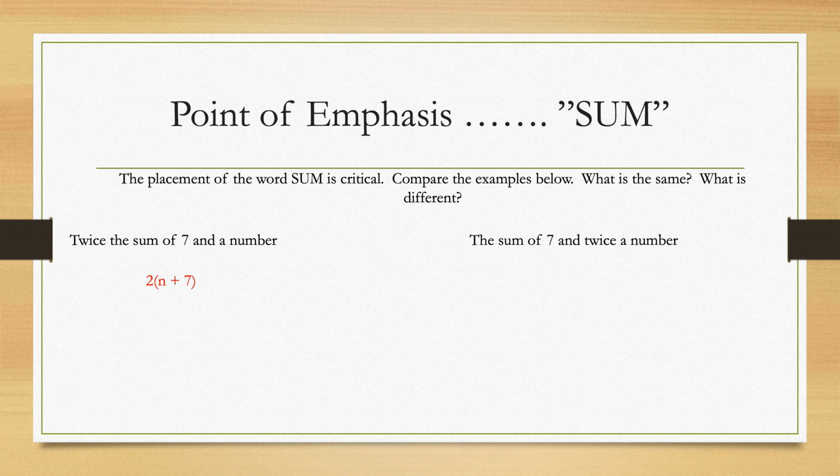Next one, the sum of 7 and twice a number. There's nothing being grouped here, so it's just 2n plus 7 or 7n plus 2. They are both correct. Next up, 4 times the sum of 3 times a number and 14. Go ahead.